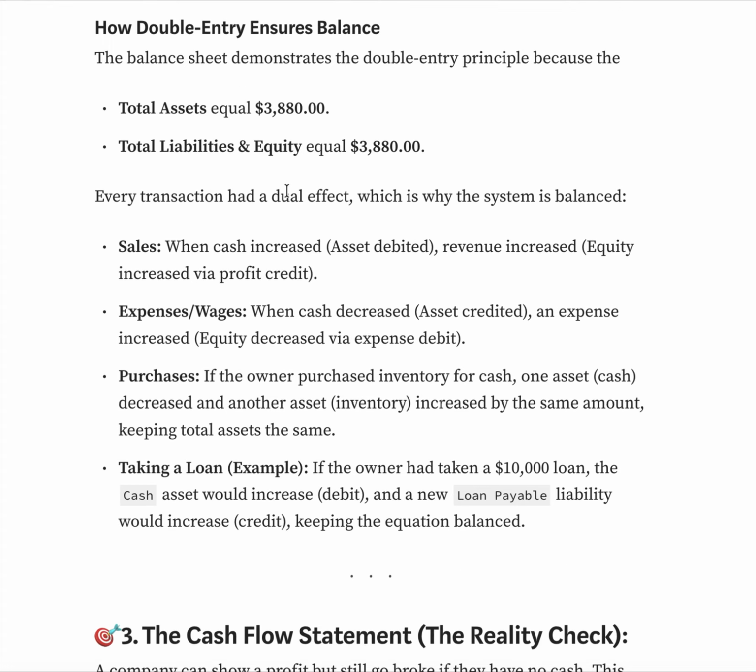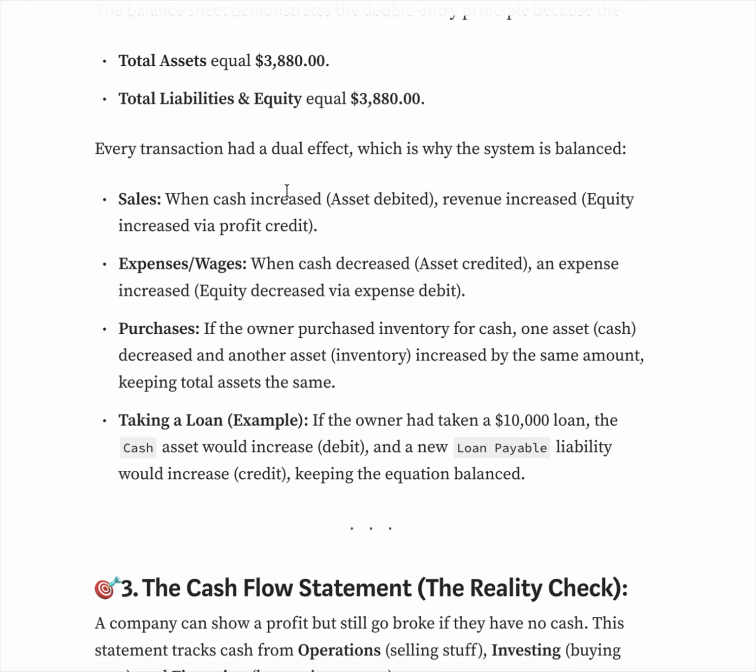Okay, so this is how the double entry ensures the balance. It also shows that every transaction has a dual effect. So when cash increases, assets are debited, and revenue increases, equity increases through profit credit. So this is for the sale.